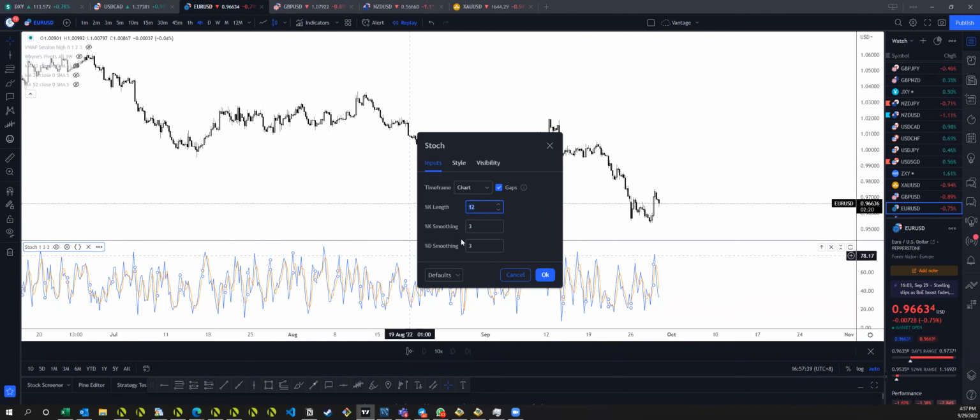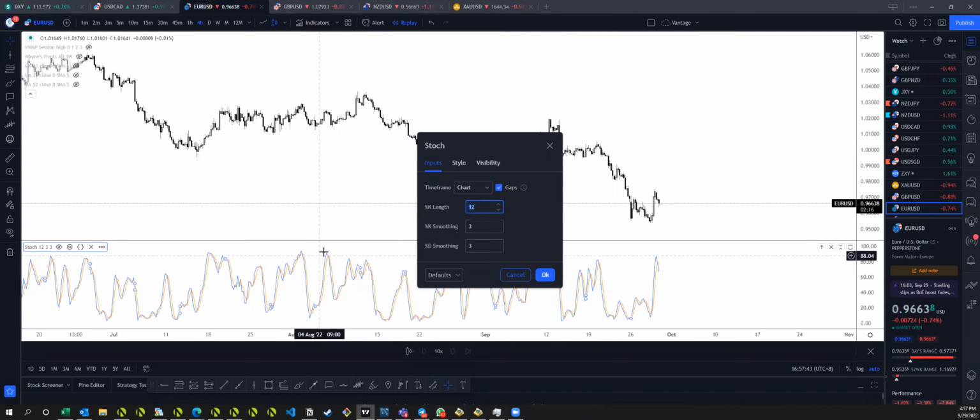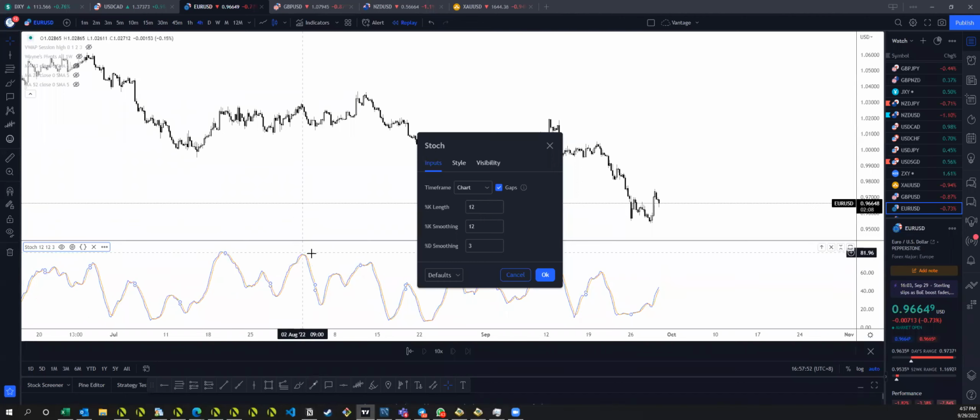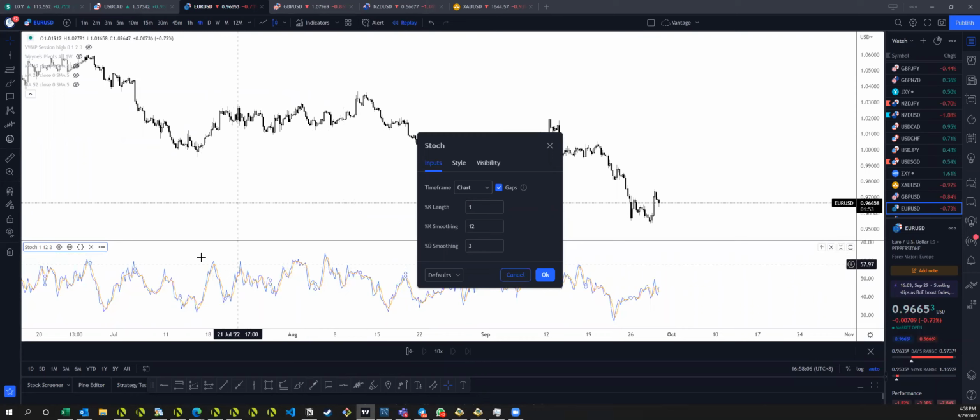There are a lot of pointy edges. When I change it to 12, it smoothens out the blue line. Now, if my K smooth, I'm going to make it 12 as well. See what happens. It becomes even smoother. So I don't have any pointy edges. It becomes less sensitive. Maybe when it's 12, you only get 1 entry, but if you reduce this to 1, you get multiple entries within that one curve there.